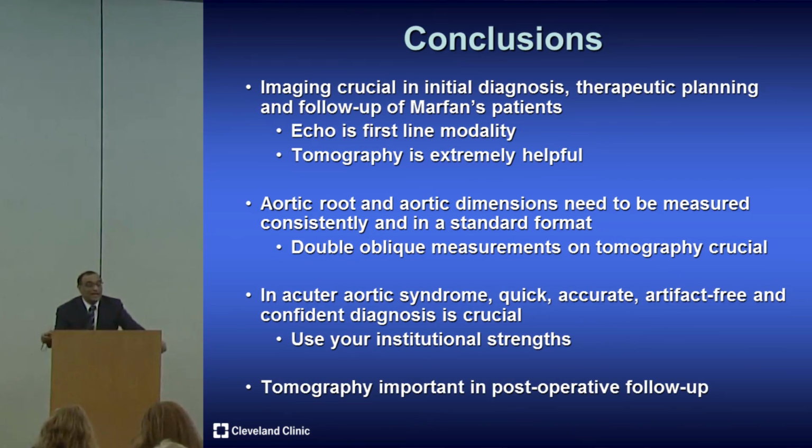So in conclusion, imaging is crucial, not only for initial diagnosis, procedural planning, and follow-up of all patients with connective tissue disease. Echo is the main first-line modality, but you have to be aware of its limitations. Tomography is extremely useful. Aortic dimensions have to be measured in a standard format. In suspected acute syndromes, time is money, and you have to go with the best strength of your institution. Most cases, it would be CAT scan. And tomography is very useful in post-op follow-up.